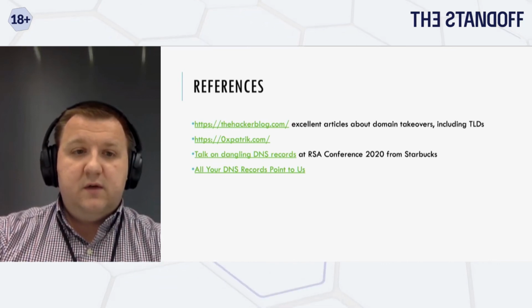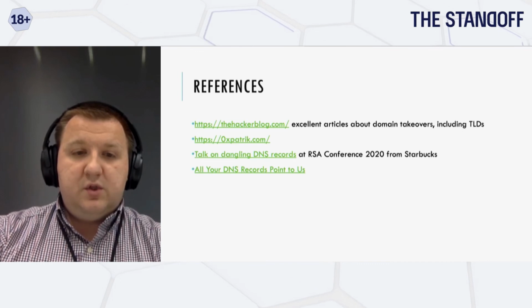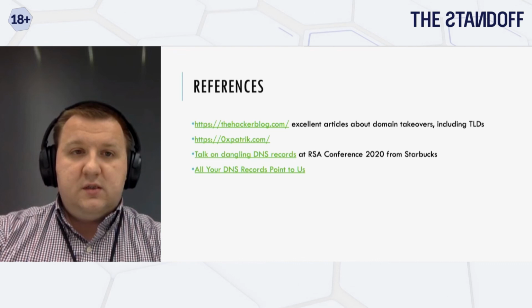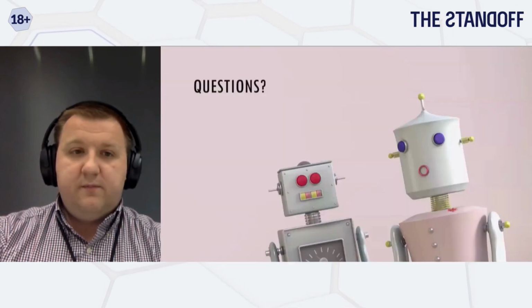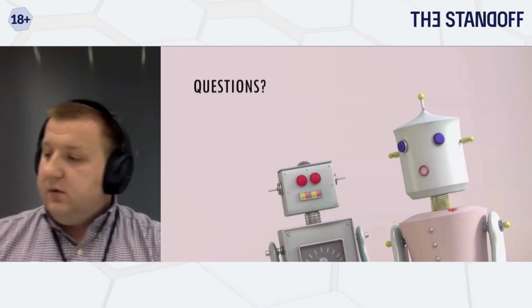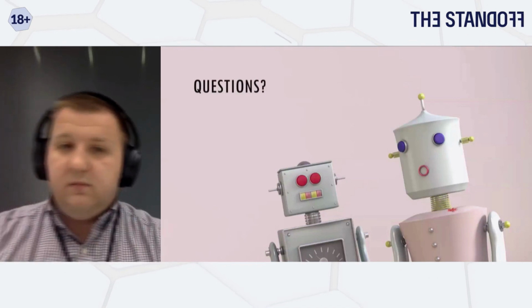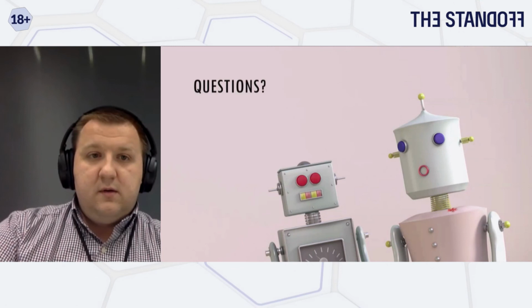First one is a blog. Next one, the third one, is the RSA report from Starbucks I mentioned. And finally, the report I mentioned about DNS records. If you have any questions, I'm happy to take them, and please study the links at your leisure.